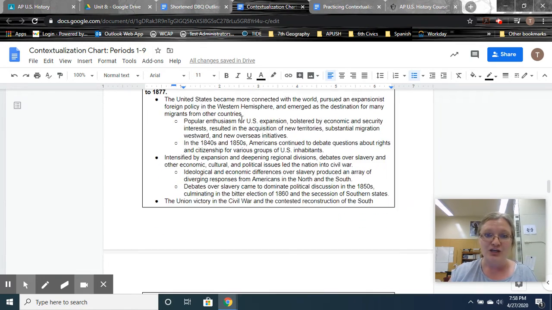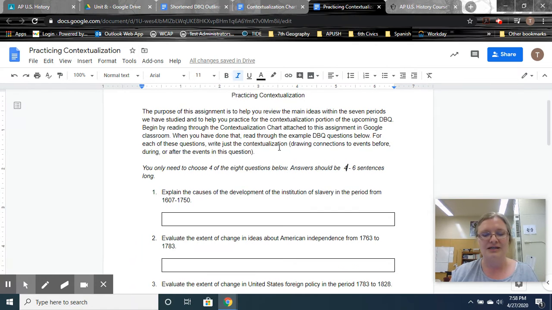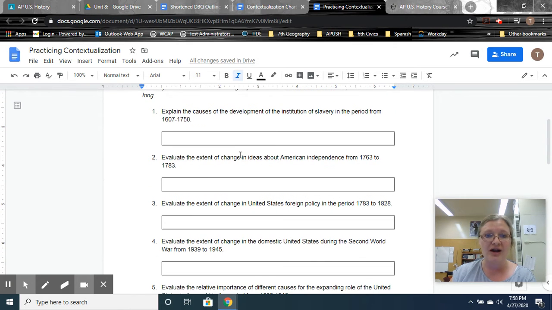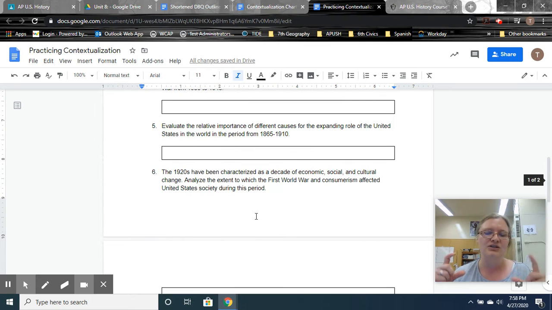To practice with this, you're going to look through it and practice writing contextualizations on this practice sheet. What I've done is I found eight actual questions that were on past DBQs, and I've lifted them here and given you a space so that you can choose 4 of the 8, just to practice, and write a contextualization for each one. Pretend like you're going to write the full essay. How would you start it? How would you contextualize it? Use the chart, look at the question, see what time period it's talking about, and practice.